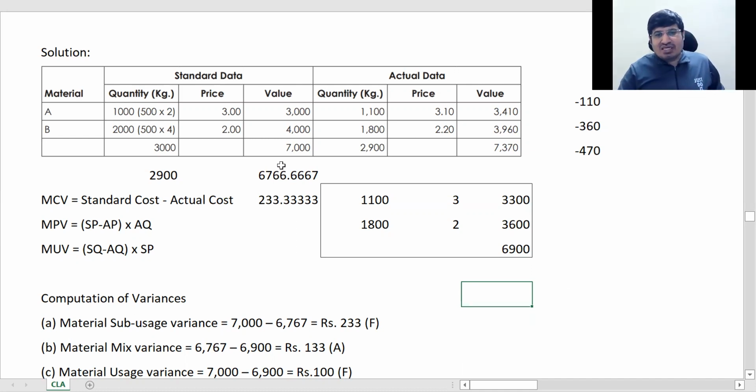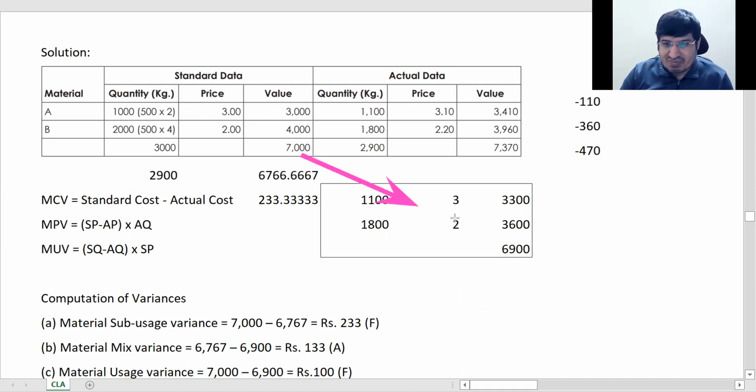So now, okay, you have understood this. Now what did I get? I got the yield difference, okay? The usage difference, what was the usage variance? That was this minus this, okay? Now this can be split into two parts. One is this yield variance, the difference in yield, and that I've got here. Now, the second variance will be when I get this 6766.